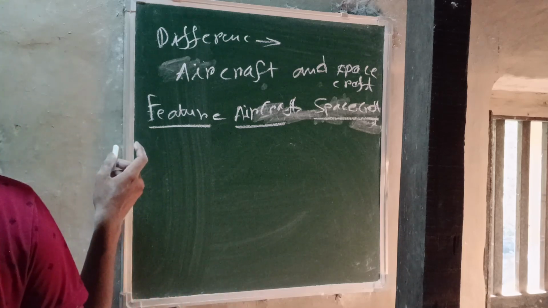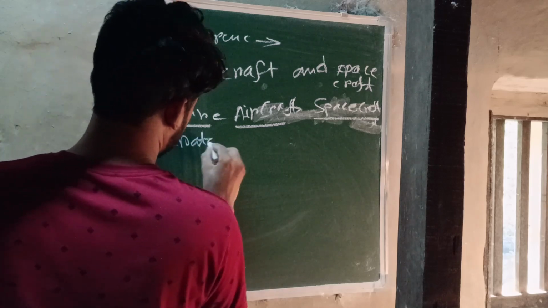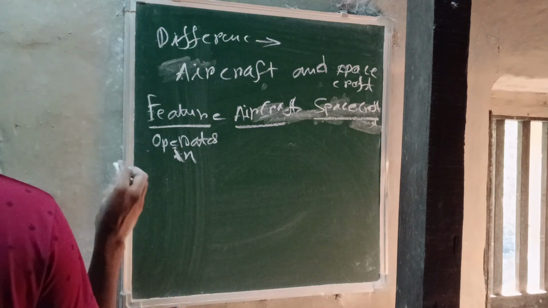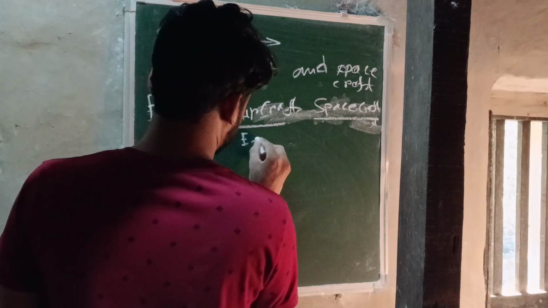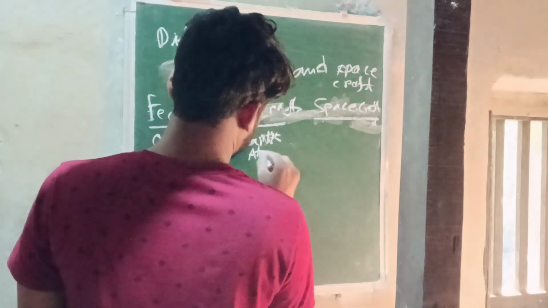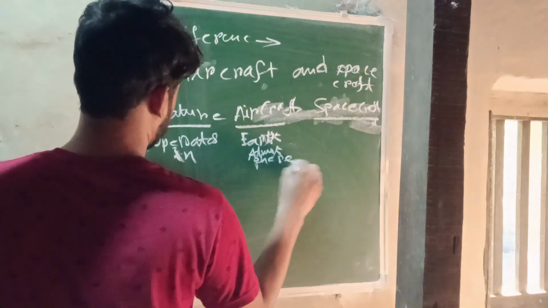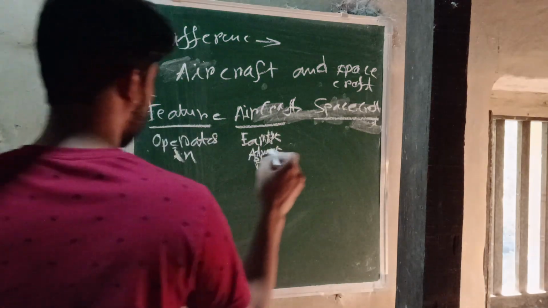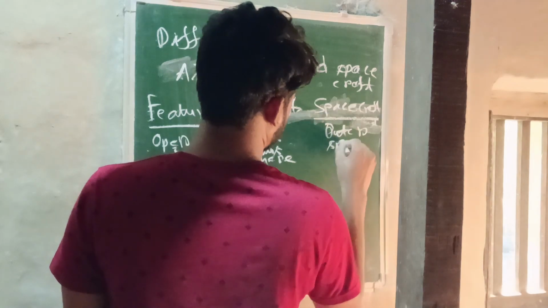The first feature is where they operate. Aircraft operate in the Earth's atmosphere, and spacecraft operate in outer space or deep space.